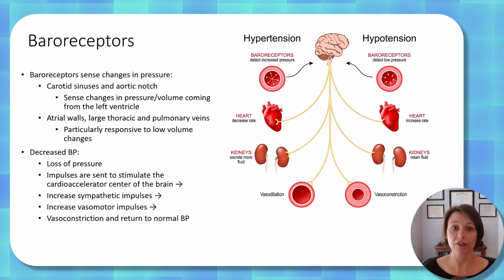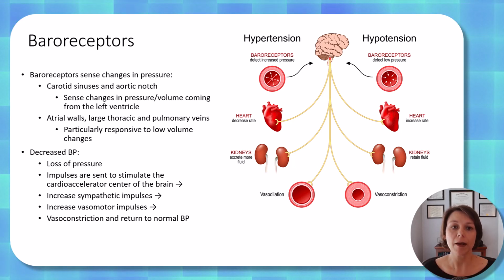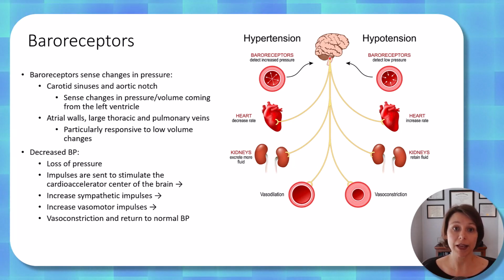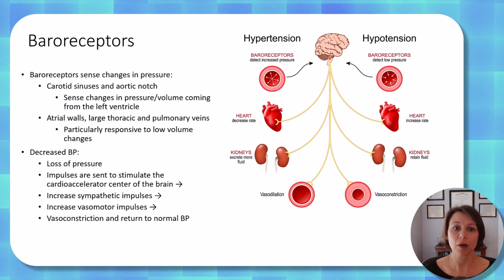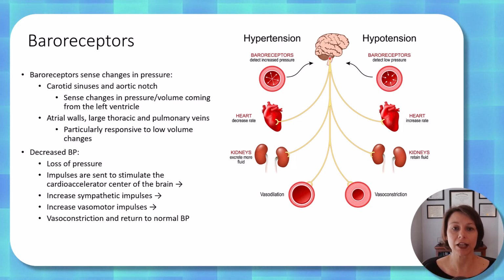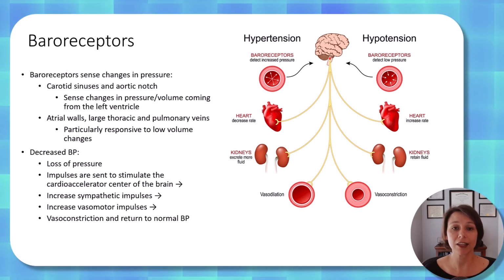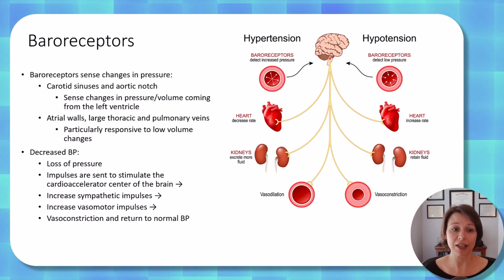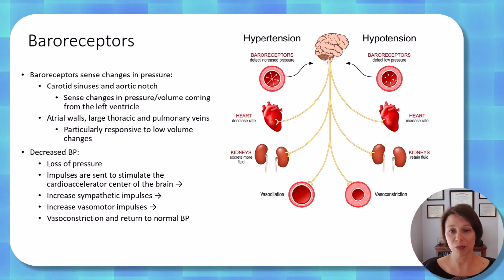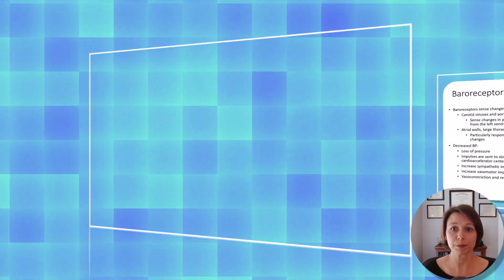On the flip side of that, when we have hypertension, it's not that it will stimulate the parasympathetic system in order to reduce blood pressure. Instead, as it sends signals to the brain, it will actually hit the cardio inhibitor part of the brain, and then that will decrease sympathetic impulses, decrease vasomotor impulses, and then that will decrease blood pressure.